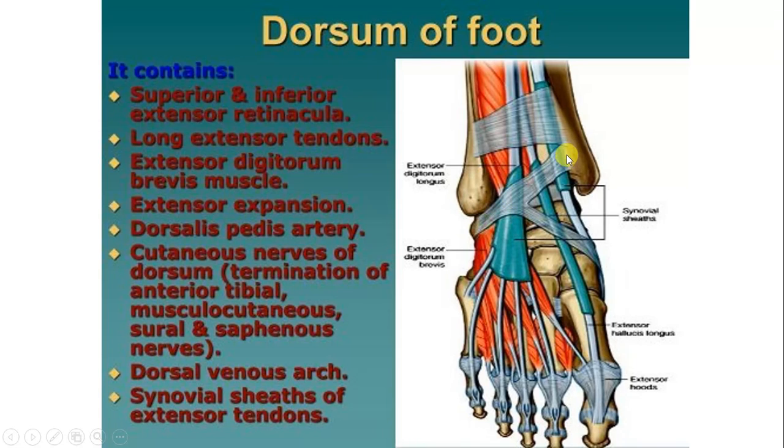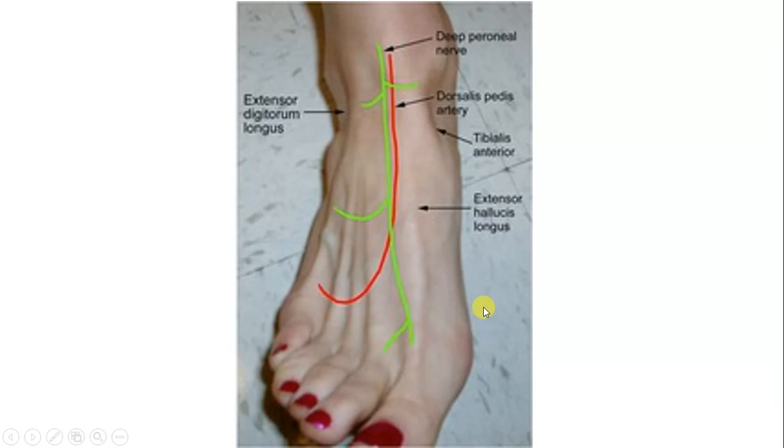The difference was that the great saphenous vein forms anterior to the medial malleolus, while the small saphenous vein is formed posterior to the lateral malleolus. And all the tendons here are covered by synovial sheaths to minimize friction while they are entering under the retinaculum into the foot.